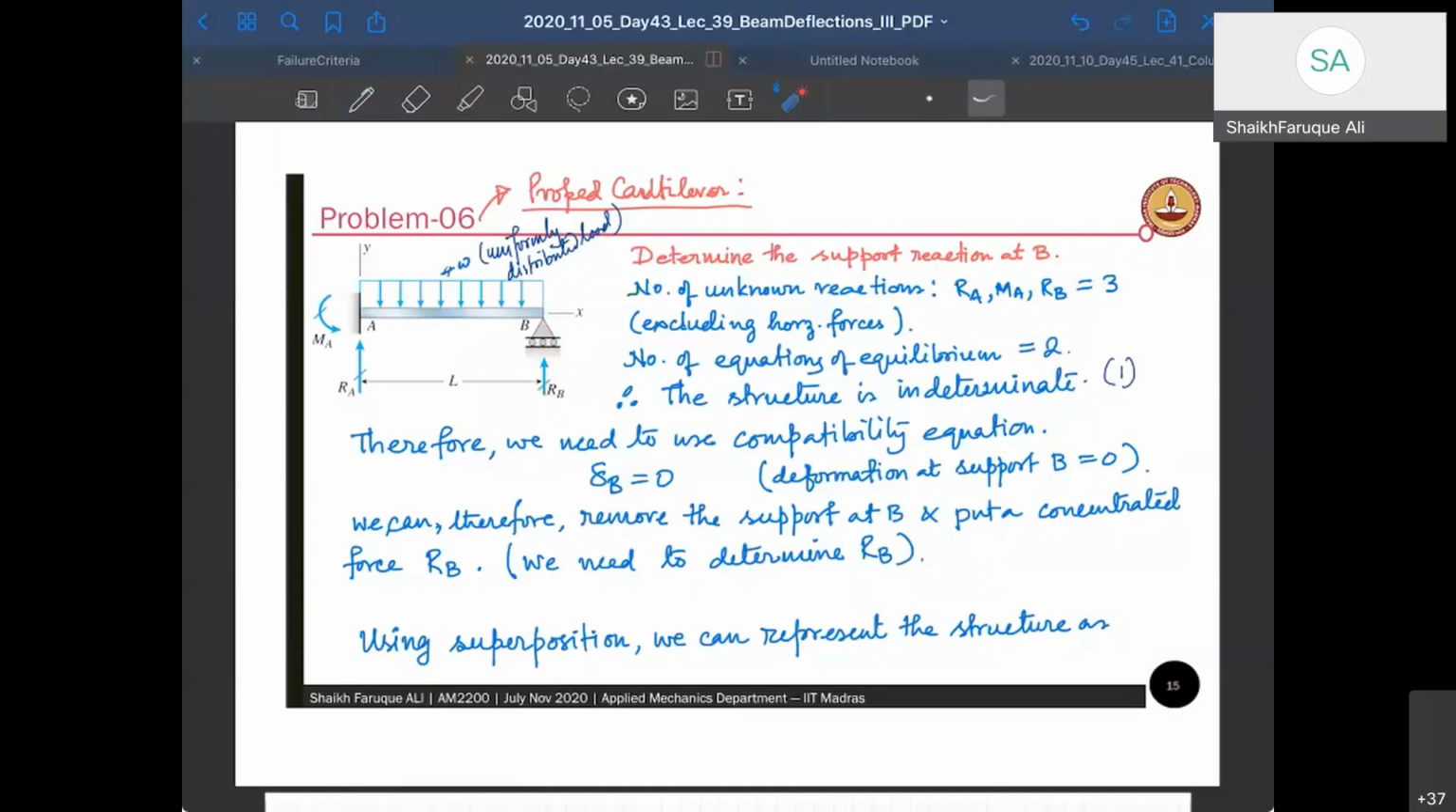So now I will have summation of vertical forces equal to 0. My equations are summation of V equal to 0, summation of M equal to 0, and delta at B equal to 0. So I have 3 equations, 3 unknowns. I can solve it, right? But instead of going the straightforward way, I will use the superposition principle to solve this problem. Let's see how we use it.